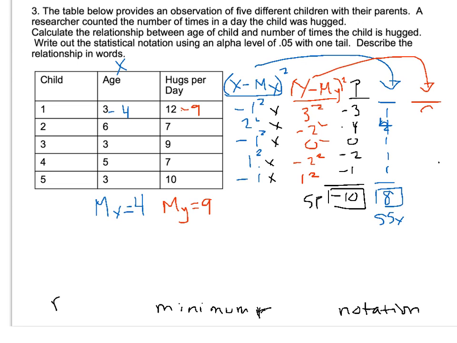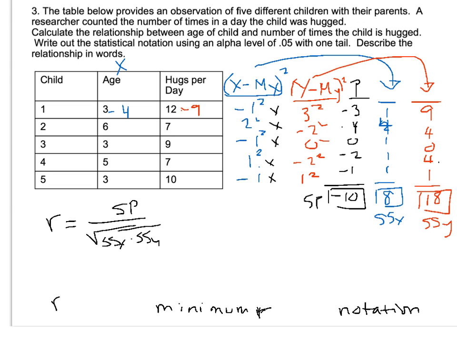And so I have 9, 4, 0, 4, 1. Add those together, and I have 18 as my SSY. So now I'm ready to plug it in here into my R equation, and I'm going to erase some stuff here to give me some space.